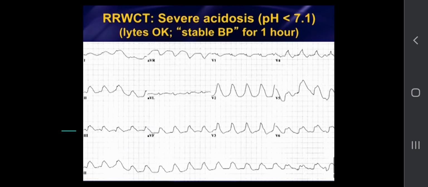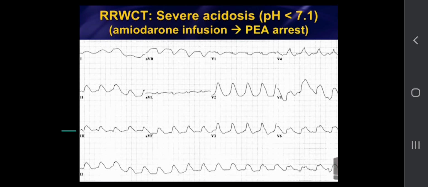Here we have another patient. Similar situation here. Looks like we have very wide QRS complexes and a slow rhythm. I believe this physician inaccurately diagnosed this. Because of the stable blood pressure, the physician diagnosed this as ventricular tachycardia and administered an amiodarone infusion, and this patient went into PEA and arrested.